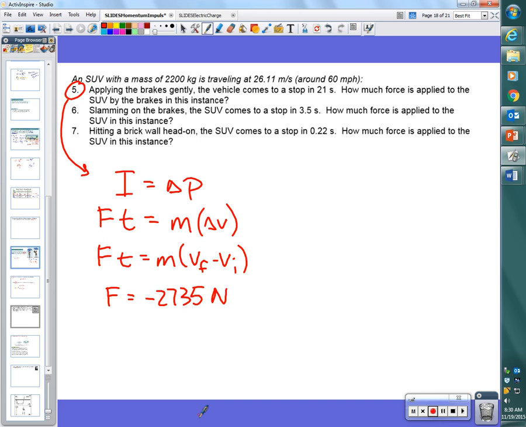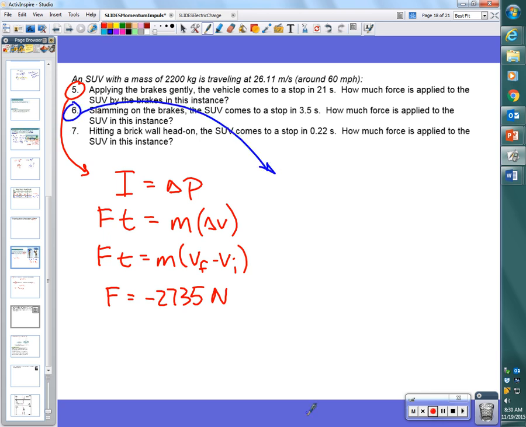Negative 2735? First, is it okay that it's negative? Yeah. What force is probably causing the car to stop here? Friction, right? And friction always acts opposite of stuff. Okay, so that's alright. Alright, good there. Okay, next problem, number 6.